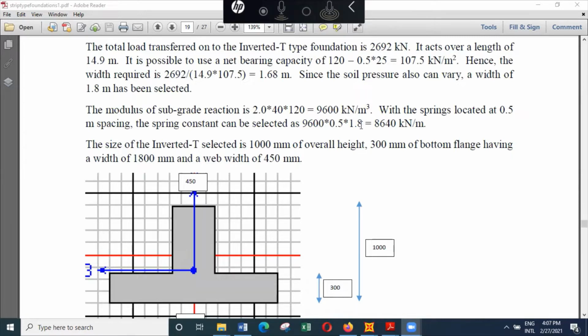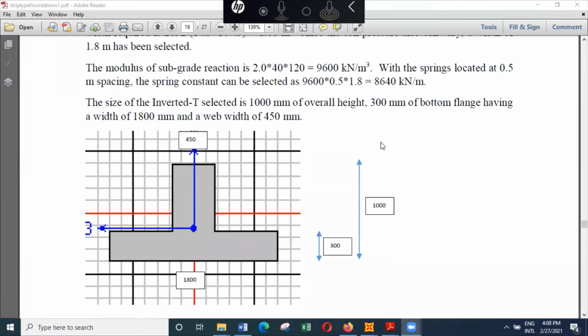9,600 into 0.5 into 1.8. 1.8 is the width, 0.5 is the length. So the area represented by each spring is 0.5 by 1.8. So the spring constant will be 9,600 multiplied by 0.9, that is 8,640 kilonewtons per meter. What this means is we need a load of 8,640 kilonewtons acting vertically to generate a settlement of 1 meter in the soil underlying this particular building.